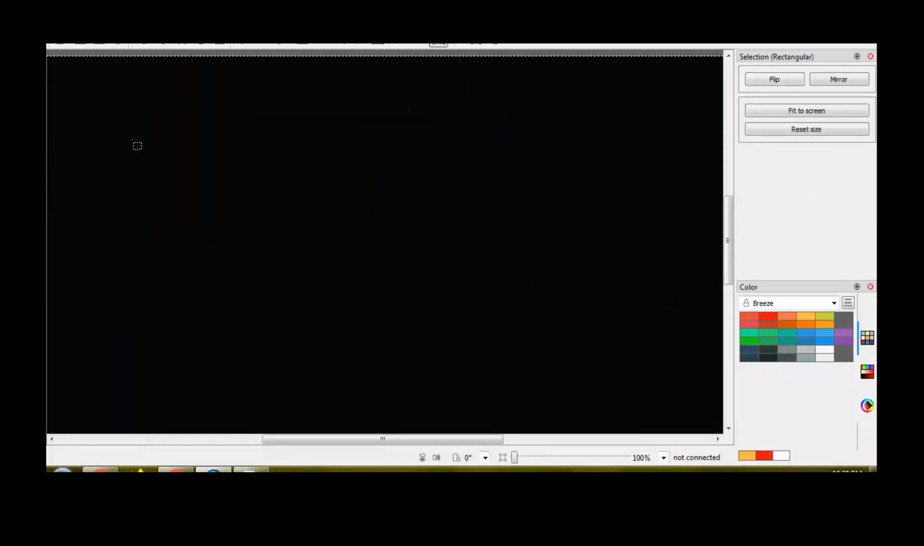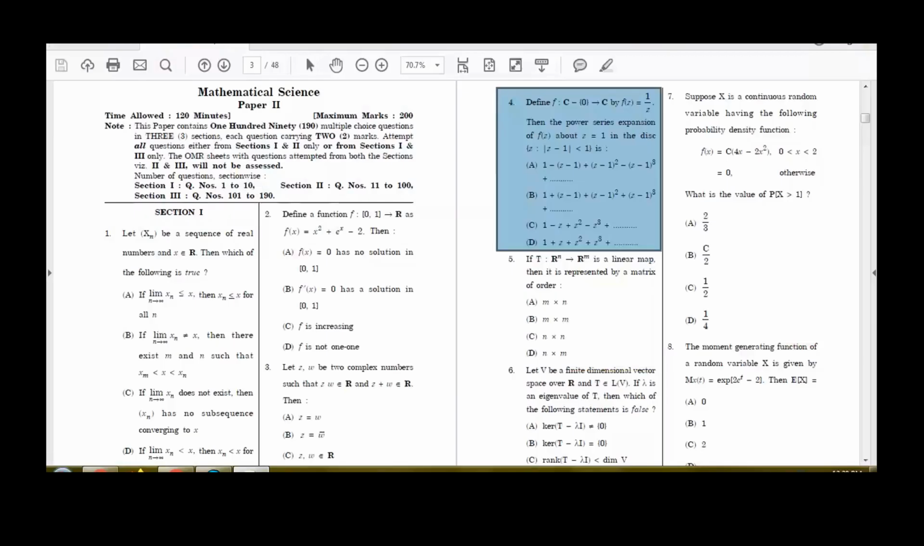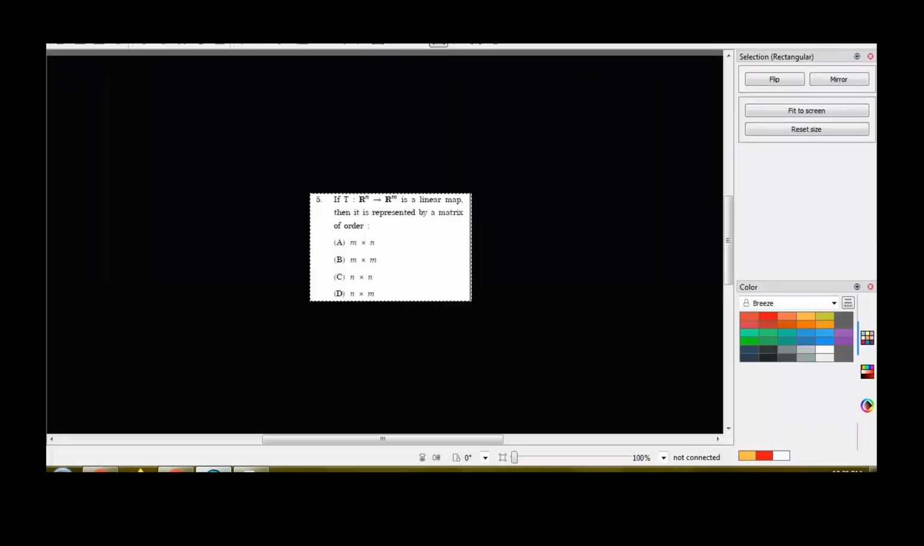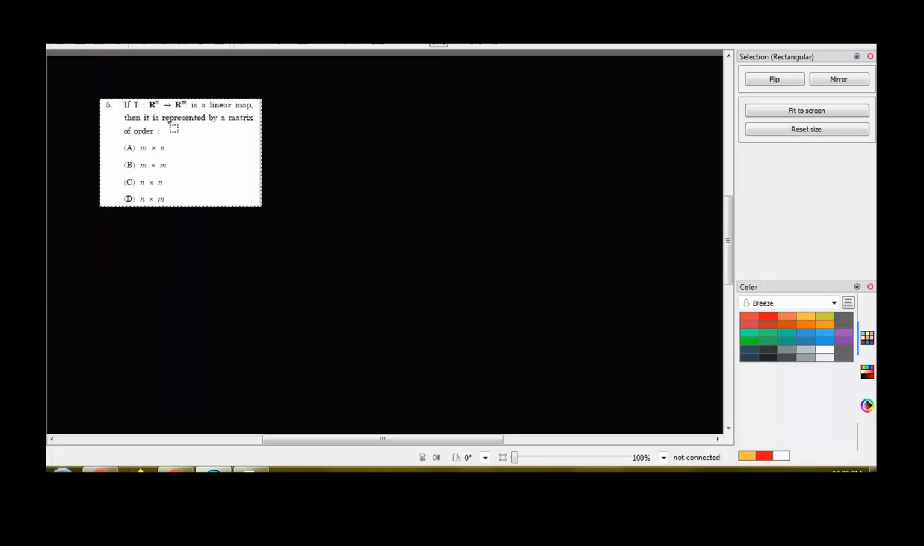Let's proceed ahead. Question number 5. It's a question based on linear transformation, linear map.